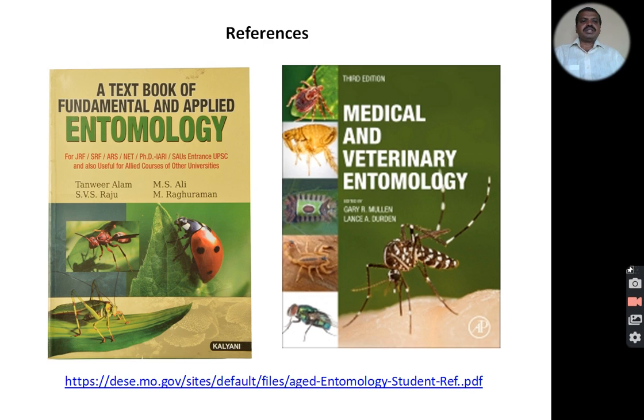So this is all about the general characters of insects, and this slide shows the reference materials, and these two are the books you can take and read.